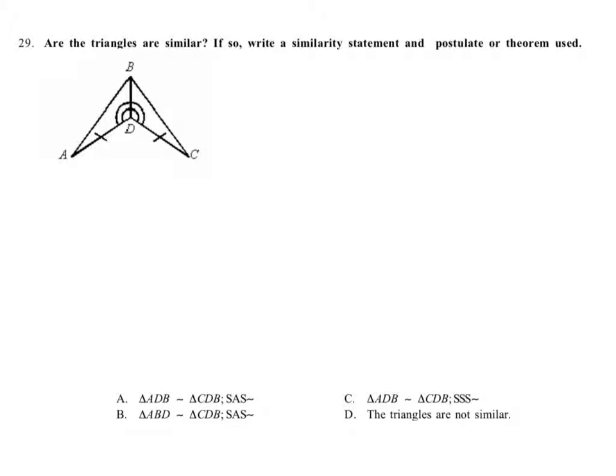Are the triangles similar? Well, based on what they tell us, we've got this side equaling that same side over there. You've got equal angles, and additionally, we've got a shared reflexive side. So what we've got is side angle side.